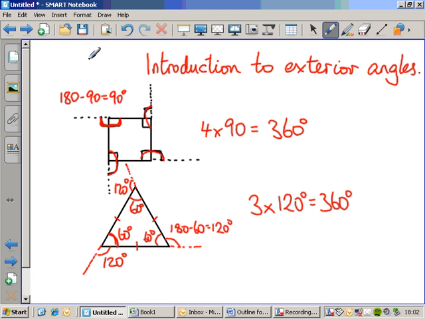It's one of those rather lovely and beautiful things that you sometimes come across in maths. It's one of those rather nice and surprising rules. The exterior angles of any shape, no matter how many sides it has, whether it has equal sides and angles or not, whether it's a regular polygon or not, will always add up to 360 degrees.